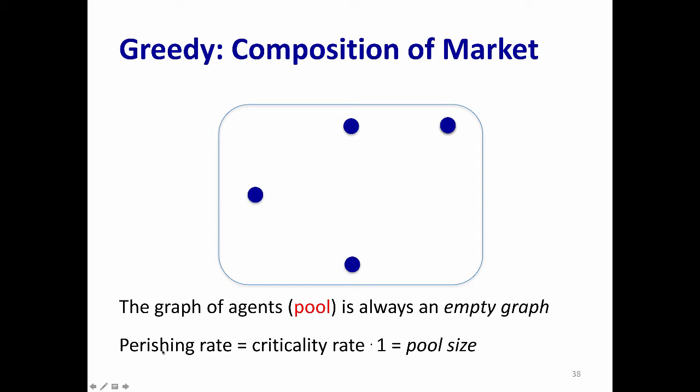As a result, the perishing rate of the system, the rate by which someone leaves the market, is equal to this object here, which is the pool size. Why? Because the rate by which someone gets critical is just equal to the number of agents in the market. Recall that agents in the market get critical with rate 1. I normalize that rate to 1. If I have k agents in the market, the rate by which some of them becomes critical is just k, equal to the number of agents in the market. And then the probability that a critical agent perishes is just 1. So the rate by which someone perishes is exactly equal to the pool size. Okay, now keep this in mind.